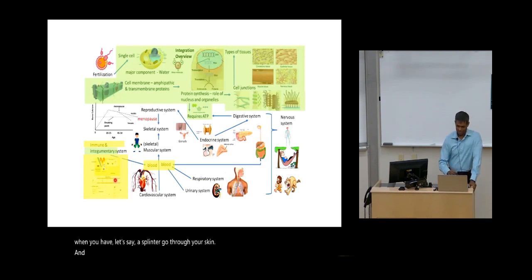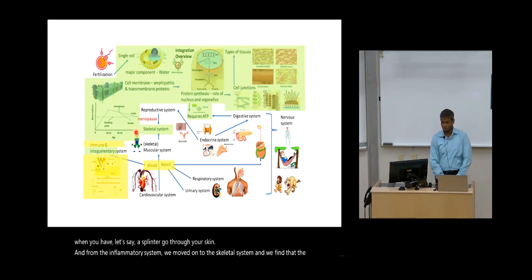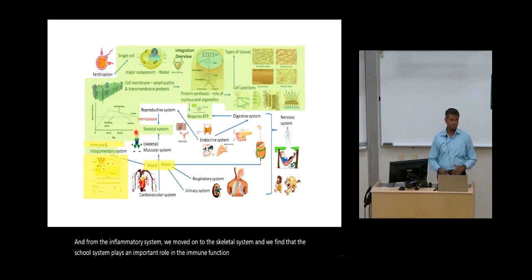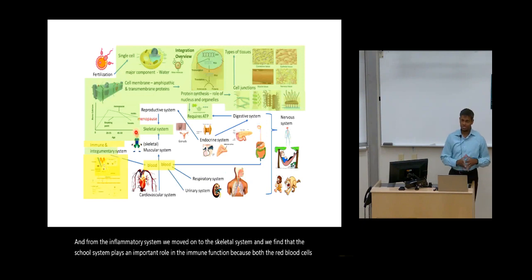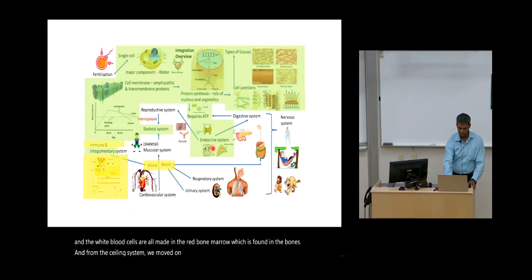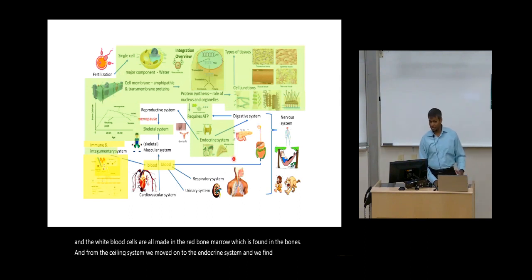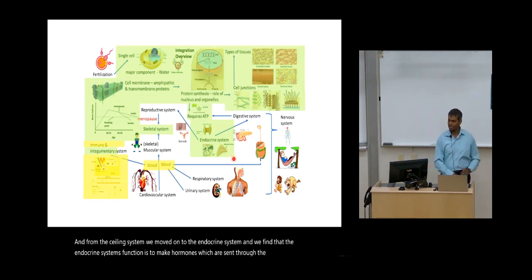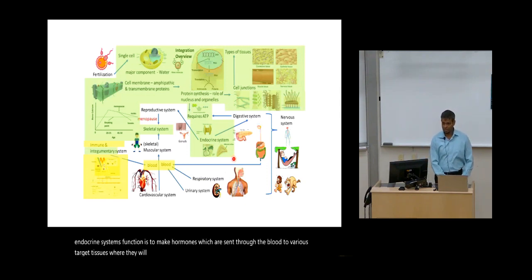And from the integumentary system, we moved on to the skeletal system, and we find that the skeletal system plays an important role in the immune function, because both the red blood cells and the white blood cells are all made in the red bone marrow, which is found in the bones. And from the skeletal system, we moved on to the endocrine system, and we find that the endocrine system's function is to make hormones which are sent through the blood to various target tissues where they will bind to receptors. So if you have any problems in the blood, that will even have an impact on the functioning of the endocrine system.